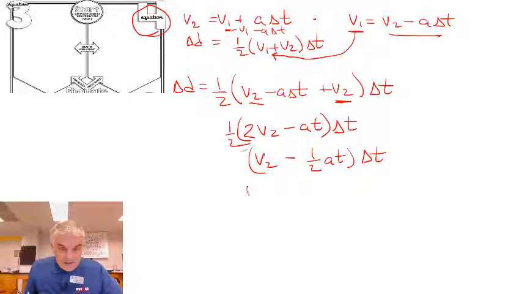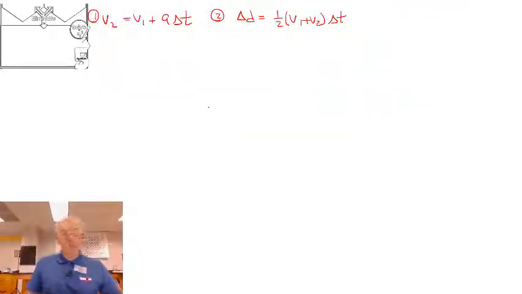And then I can say V2 delta T minus 1/2 A delta T squared. And that's, of course, equal to delta D, and that's equation number 4. So in this one, we want to solve for time. So time is the variable. What we're going to do is solve for t from this equation and then plug it into this equation.